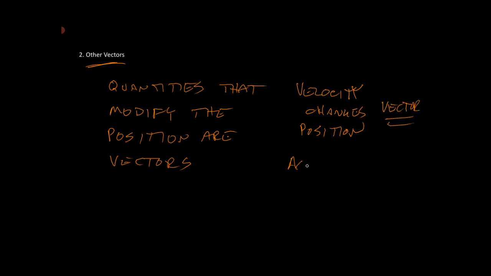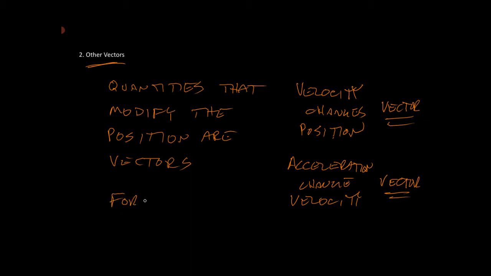On top of that, the acceleration, remember, changes velocity. And the velocity then changes the position. So the acceleration is a vector. All right. What happens with, let's say, the force? The force causes acceleration. So it's a vector. So all of those things are vectors. And there are other vectors that we'll talk about later on.